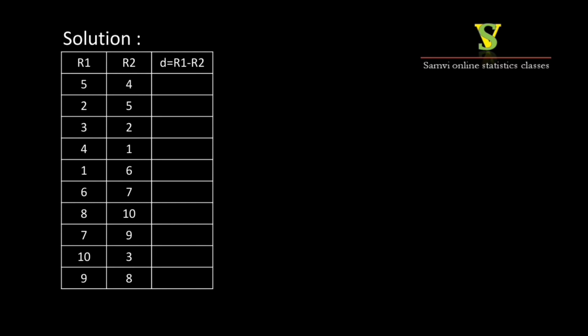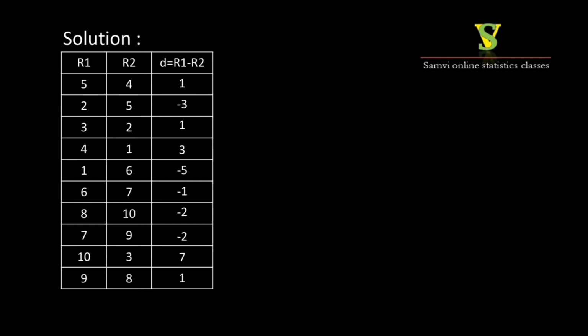So we'll write the values here. 5 minus 4 gives 1. 2 minus 5 gives minus 3. 3 minus 2 gives 1. 4 minus 1 gives 3. 1 minus 6 gives minus 5. 6 minus 7 gives minus 1. 8 minus 10 gives minus 2. 7 minus 9 gives minus 2. 10 minus 3 gives 7. 9 minus 8 gives 1.